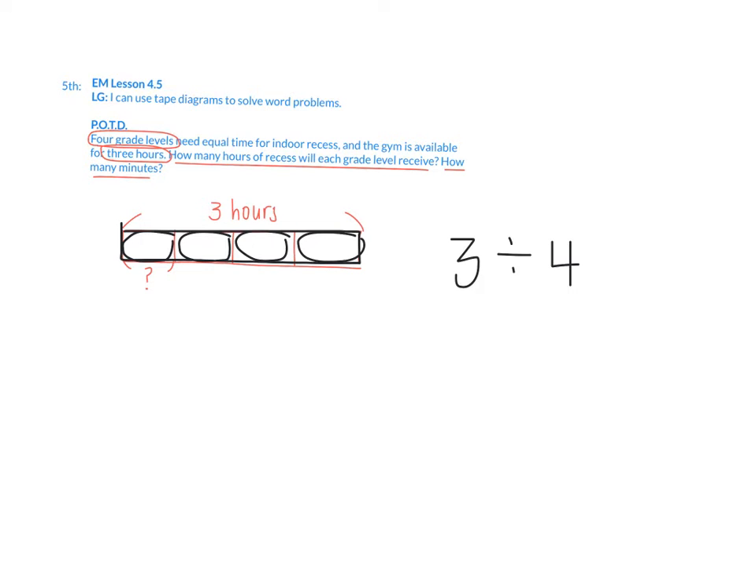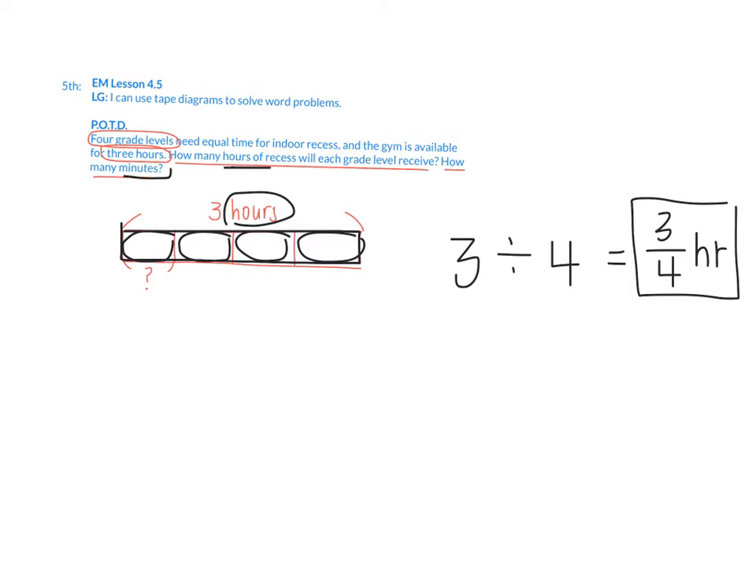Well, based on our work this week, we know that 3 divided by 4 can be written as a fraction. 3 divided by 4. So what's the answer? 3/4 of an hour. Because right now, our units are in hours. So for the first question, how many hours of recess will each class receive? The answer is 3/4 of an hour. Okay. But then the second part asks how many minutes.